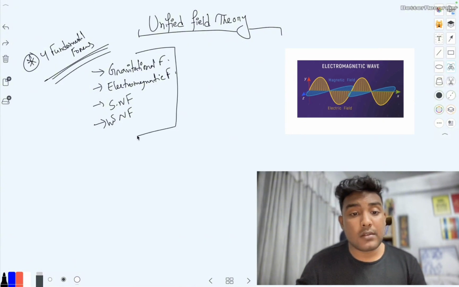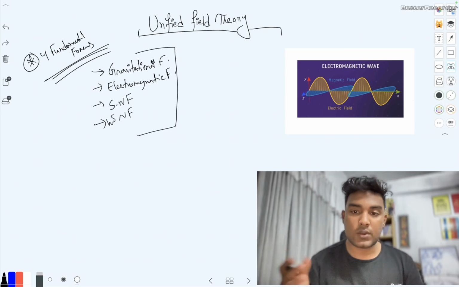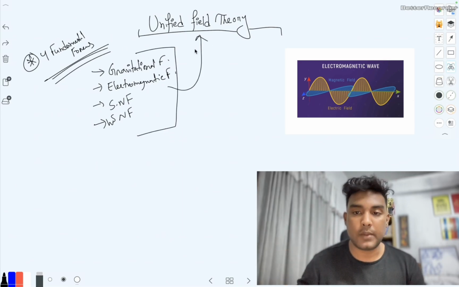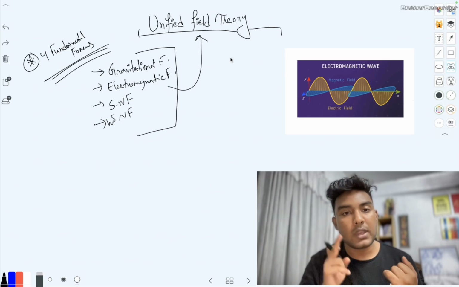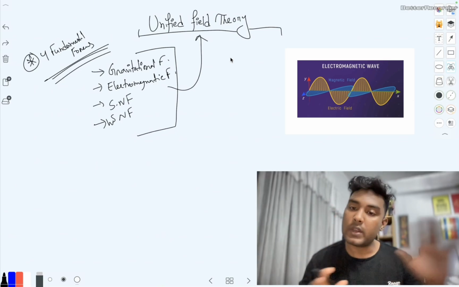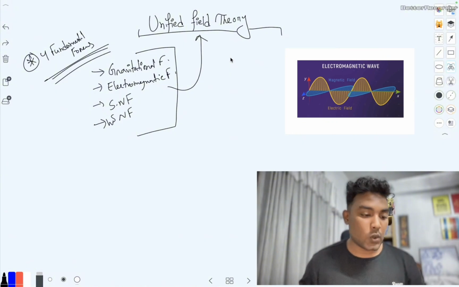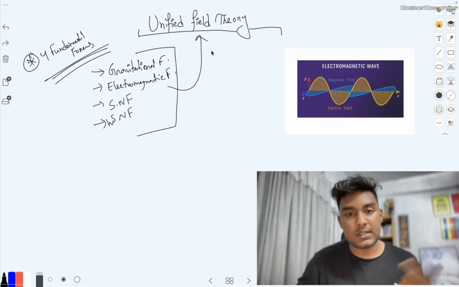By combining these four forces, we are going to get this unified field theory. It's also called the theory of everything. It is going to describe each and every question, each and every aspect of this universe. If we are able to establish this theory, it will tell everything to us. Okay, so how are we going to find this unified field theory?